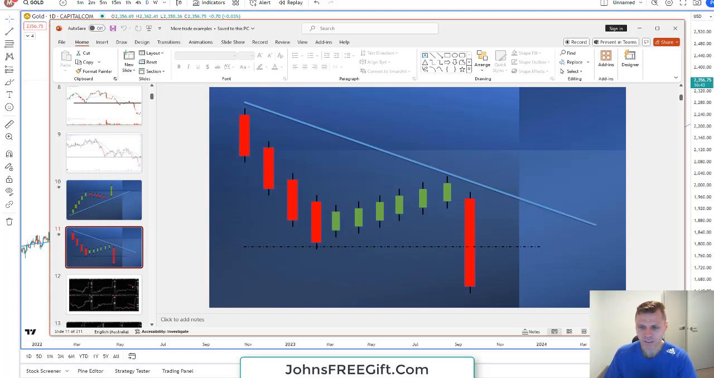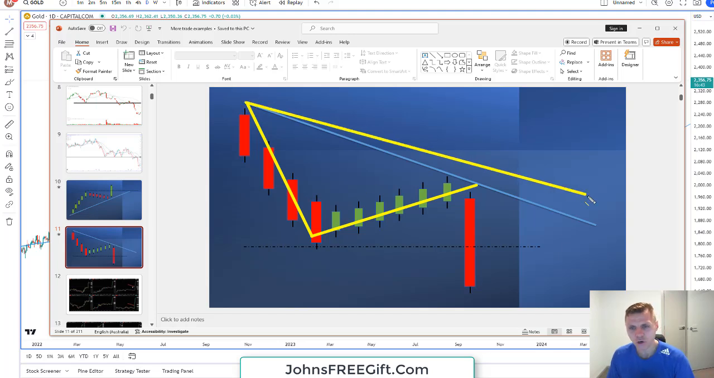Now, what am I looking for here? Let's actually bring up a yellow. Firstly, I'm looking for what? Down and across. See how it's an L shape, right? I'm going down and then I'm looking for a cross. And I'm looking for a cross with a strong moving average.